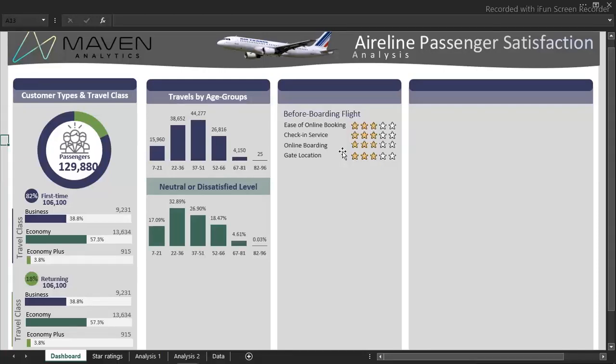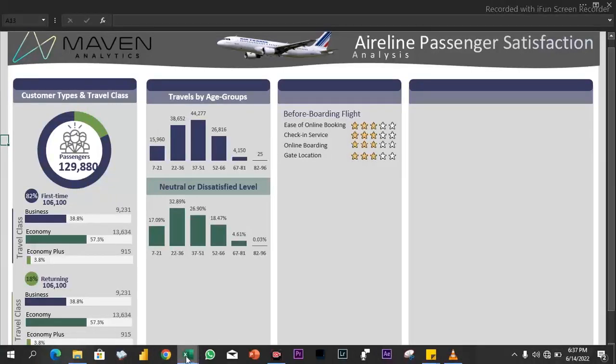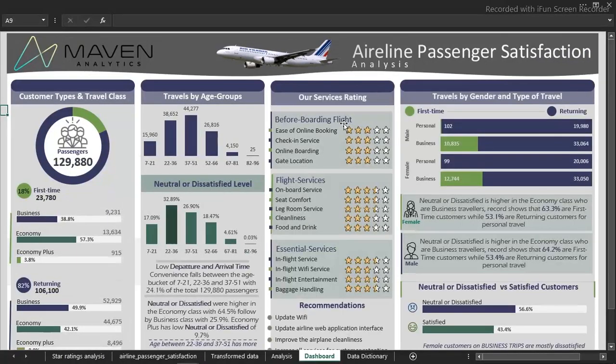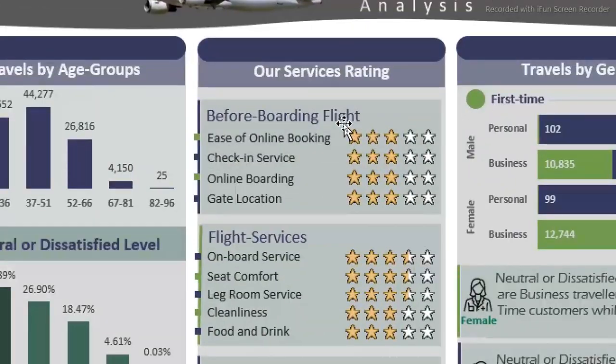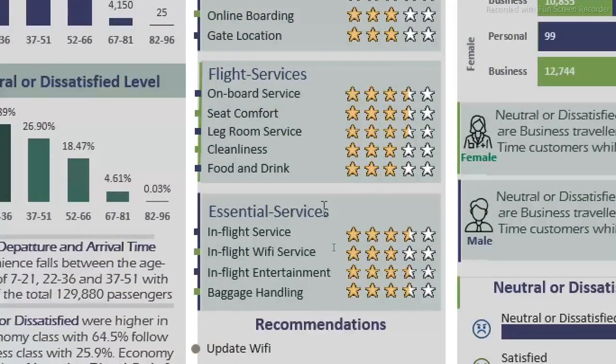That is nice. If you remember vividly, previously we had actually used this particular one, Before Boarding, that we have at the top right here. You can name it anything you want that best explains what you want to have on your dashboard and stuff like that. That is cool. So let me take you to the previous one we have actually completed. If you look at it from this perspective right now, we have Before Boarding, we have Flight Services, and we have Essential Services right here, and you have the star ratings and stuff like that.